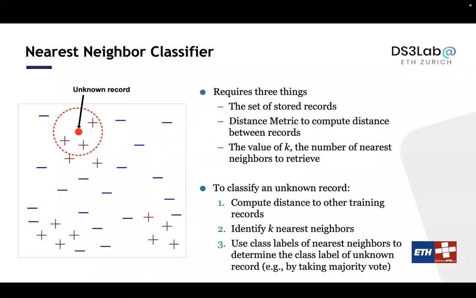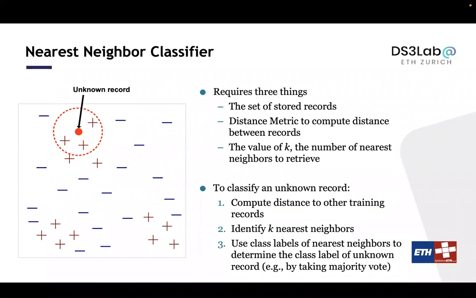It's actually very simple, okay? It requires three things. You need a set of stored records from the training set, and each record corresponds to one point in the space. You need a distance metric to compute the distances between records. You need to know how far away they are. Maybe Euclidean distance, but you can use other types of distance. And then you need the value of k, right? The number of nearest neighbors to retrieve.